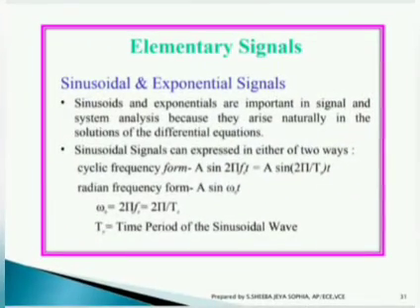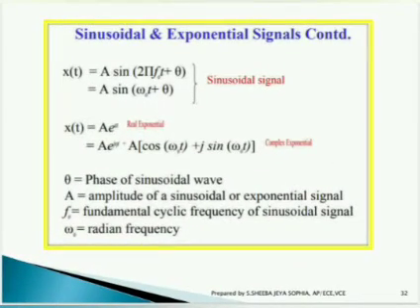So moving to the elementary signals which we need to know for the implementation of signals. There are many types of elementary signals like sinusoidal and exponential signals, denoted as A sin(2 pi f naught t), and the exponential is A times e power at. Here theta is the phase of the sinusoidal wave, A is the amplitude, f naught is the fundamental frequency, and omega naught is the radian frequency.